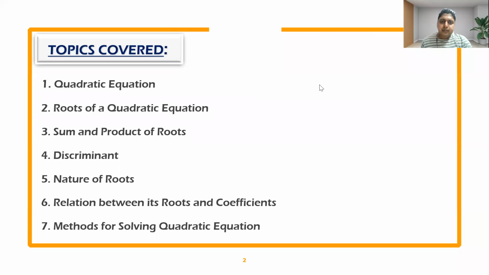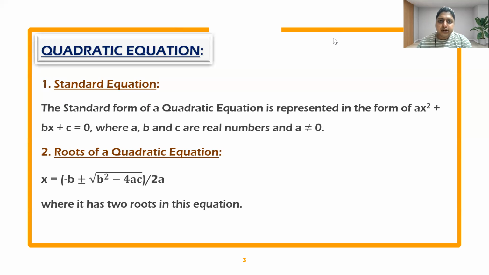First of all, I will define what is quadratic equation. The standard quadratic equation is represented in the form of ax square plus bx plus c is equal to 0, where a, b, c are real numbers and a is not equal to 0. That means it is a polynomial function having a degree of 2 maximum, and it will have two roots. So ax square plus bx plus c is equal to 0, where a is not equal to 0, and it has real coefficients a, b, c.